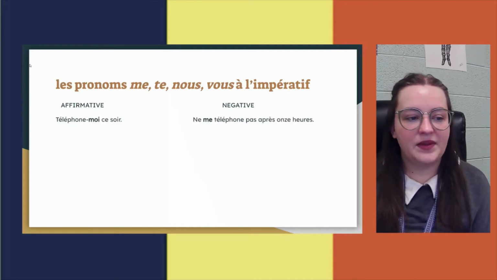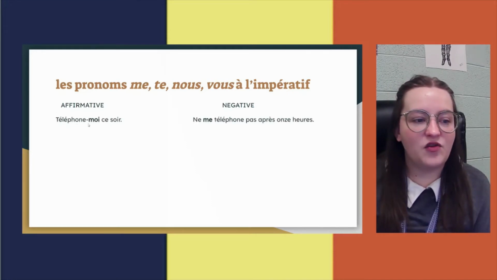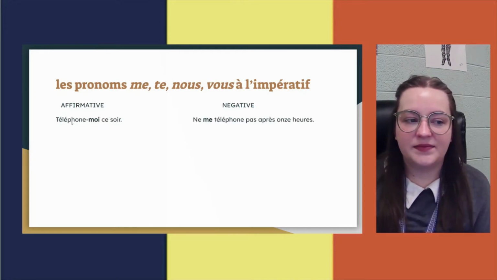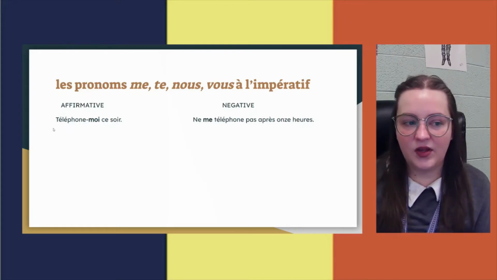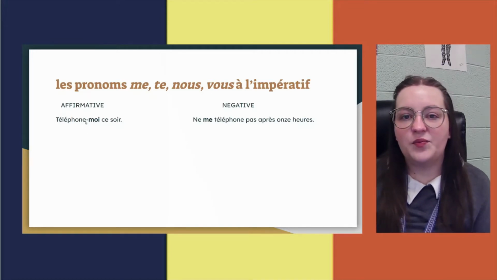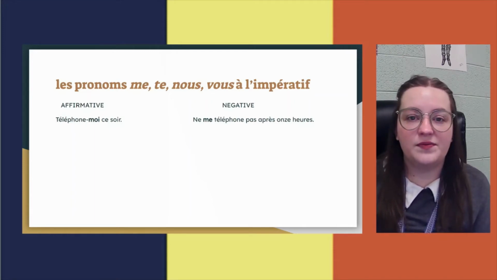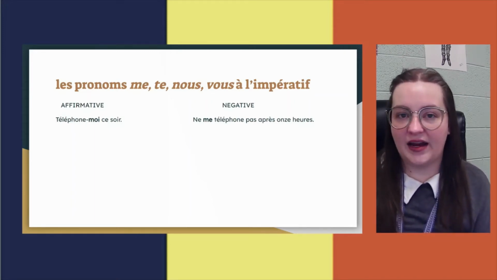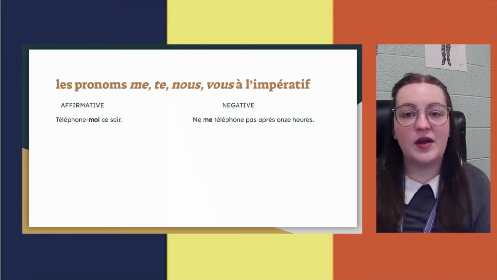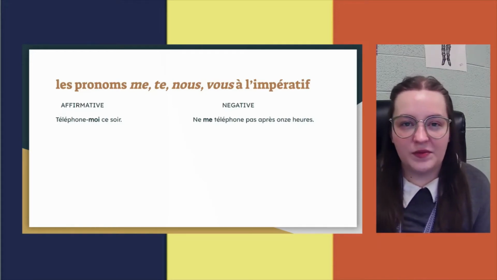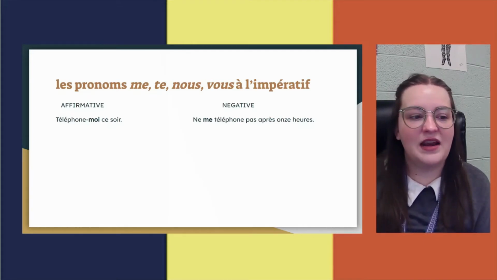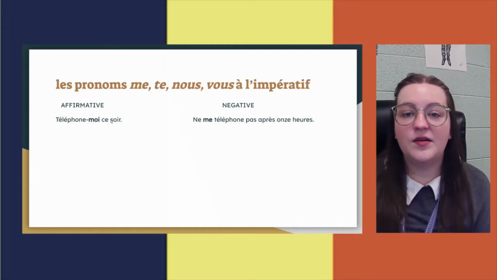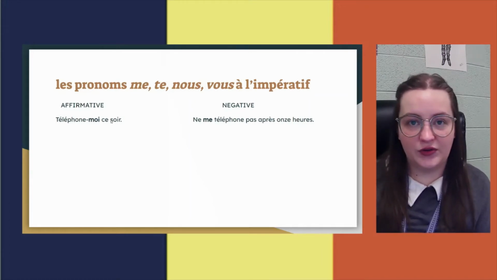All right. So, téléphone-moi ce soir. Call me tonight. Okay, so you should remember from imperative sentences that there is no subject written down, right? It's an implied subject. When I say, bring me the water, I'm not saying you bring me the water. It's understood that I'm talking to you, right? And it's the same in French. Téléphone-moi ce soir. Call me tonight.